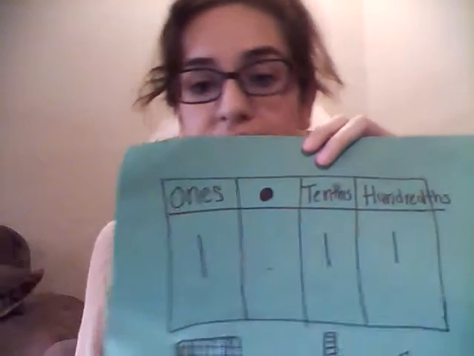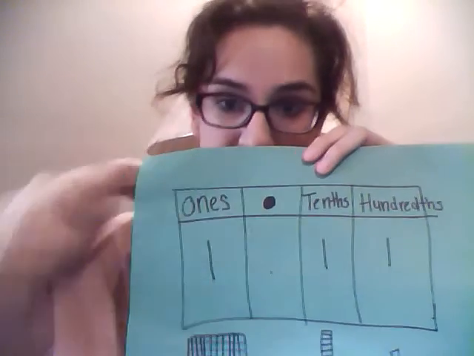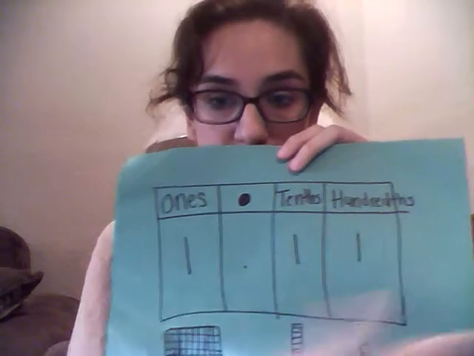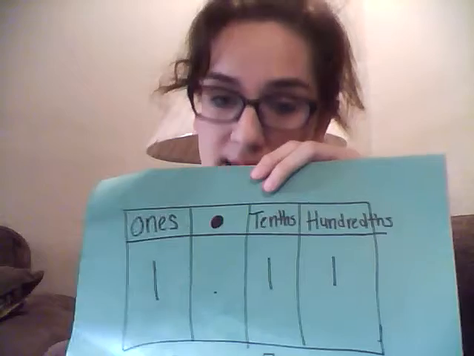So for example, for this number, there will be 1 and 11 hundredths, because we always end up saying the last digit, which is the hundredths. And for dollars, it will be $1 and 11 cents.